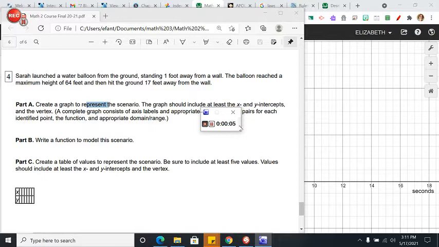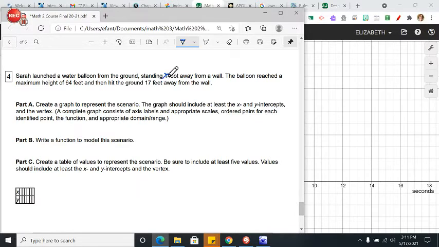Okay, everyone, I'm going to do an example for number 4 on the exam, but I am not going to do the same exact problem. I'm going to do one just like it, just different numbers. So I'm going to change it to, instead of 1 foot away from the wall, 3 feet, and instead of it being a maximum of 64, I'm going to say the maximum is 25.